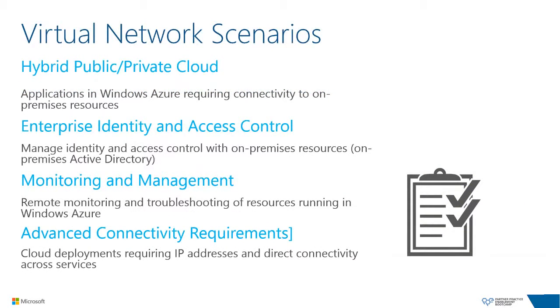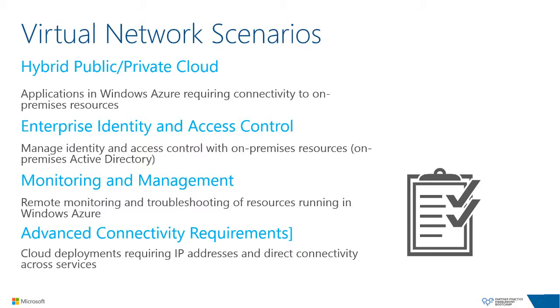The first is a hybrid public/private cloud scenario. Virtual networks allow you to have direct connectivity between your on-premises data center and your Windows Azure environment. This allows applications running in Windows Azure to securely communicate with required resources that happen to be on-prem. The second scenario is enterprise identity and access control. Virtual networks make it possible to easily extend your existing enterprise identity to the cloud, so your applications are protected and your users have a single identity to manage for on-premises resources and cloud resources.